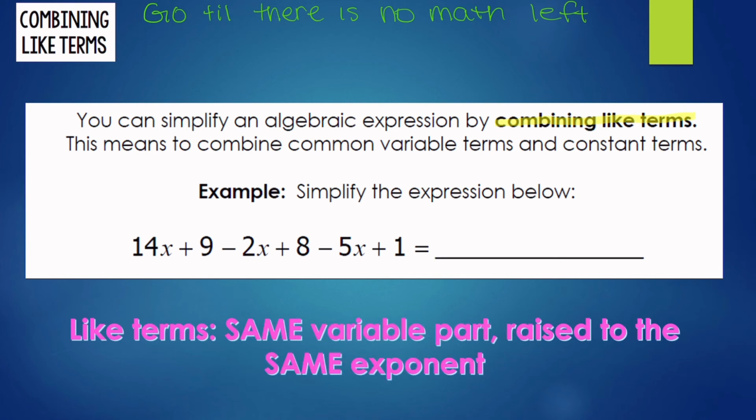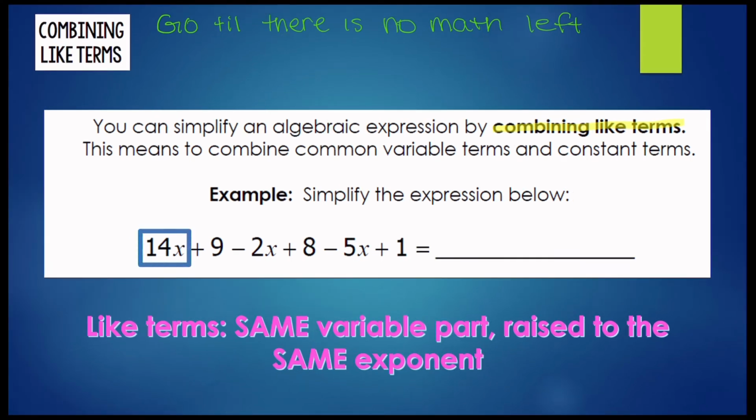So write this down. Like terms have the same variable part raised to the same exponent. It has to be identical in every way. So if we take a look at this expression, 14x, -2x, and -5x. We already determined that those are variable terms, and they happen to be the same variable term. So when I do 14x and -2x, that gives me 12x. 12x and -5x, that gives me 7x. So that's how I just combined those like terms.